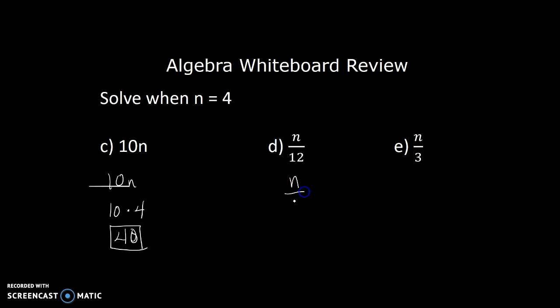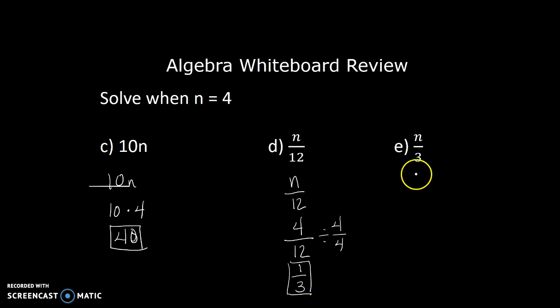D. We have n over 12, so that means I have 4 divided by 12. And remember, when I have this fraction bar that I'm using in my division problems, I'm always just going to read it from top to bottom, because that helps me to remember what the divisor and what the dividend are. The one on the top is going to be the dividend, the one on the bottom is the divisor. So I have 4 divided by 12. I can't divide 4 by 12, but I can reduce it as a fraction, which I'm going to go ahead and do. So divide that by 4 over 4, and my answer is 1/3.